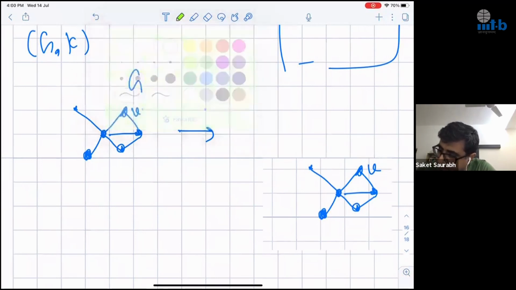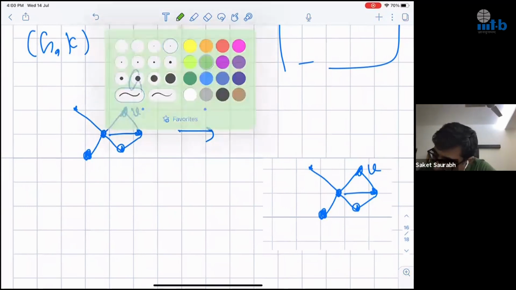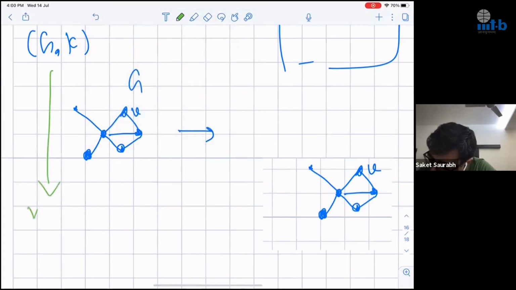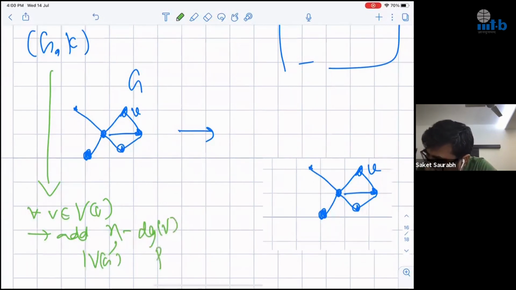So my process is very simple. Given a graph G, for every V in V(G), it adds n minus degree of V pendant vertices, where n is the cardinality of V(G). This is what it adds.